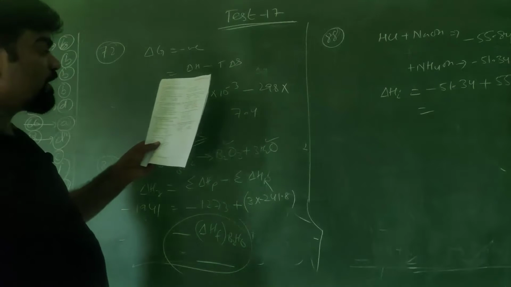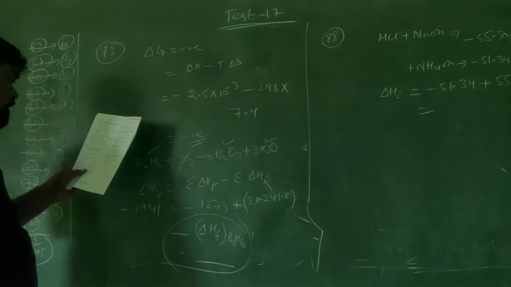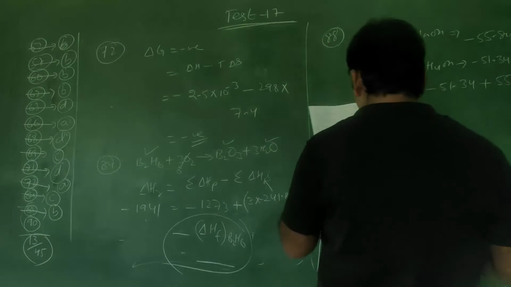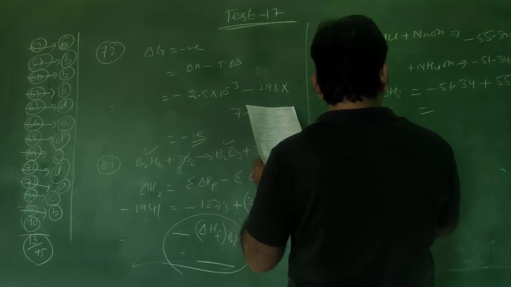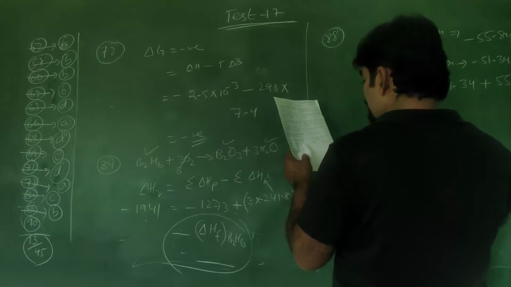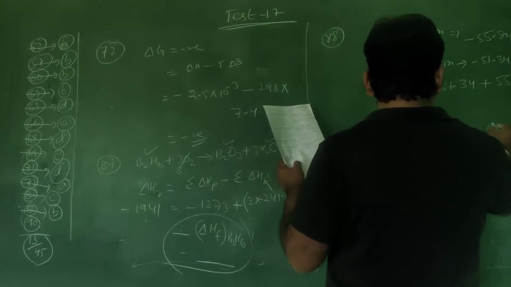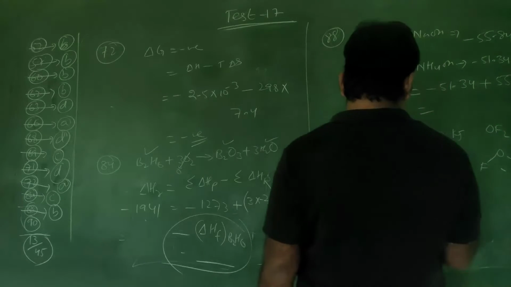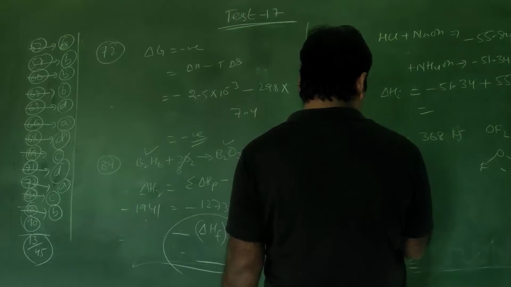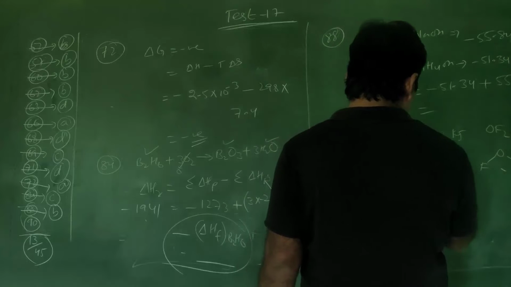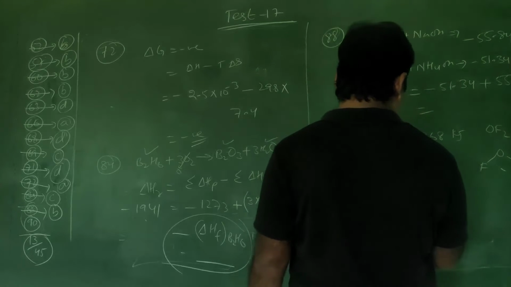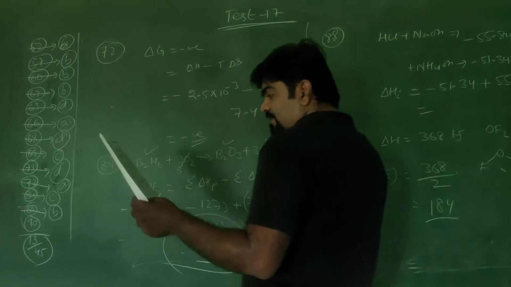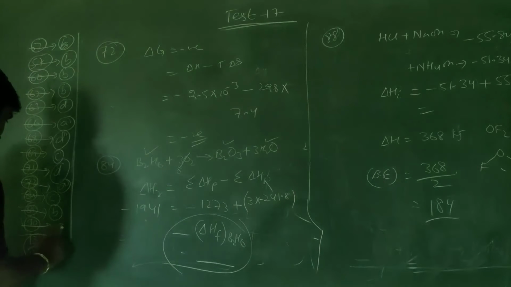Question number 90. The enthalpy change for the following reaction is 368 kilojoule per mole. Calculate the average oxygen fluorine bond energy. So enthalpy change del H is given, which is 368 kilojoule, and for OF2, there are 2 oxygen fluorine bonds. So each bond energy is equal to 368 divided by 2, which will be 184 kilojoule. A is the answer. So A is the correct option.